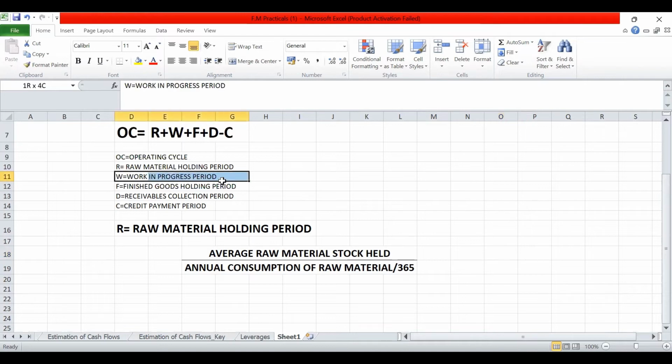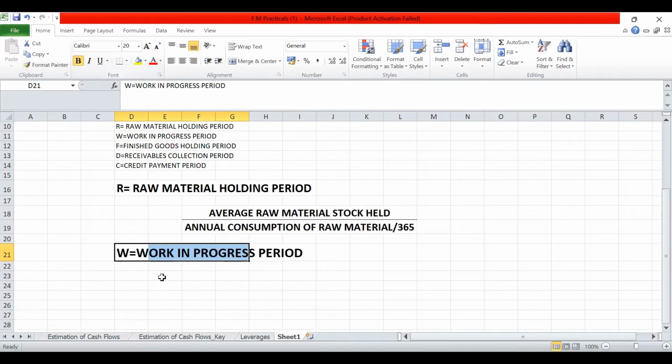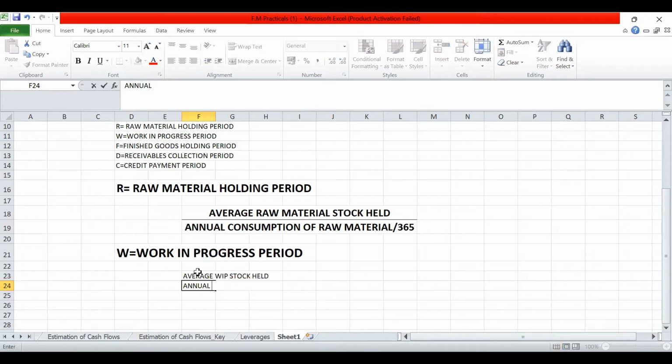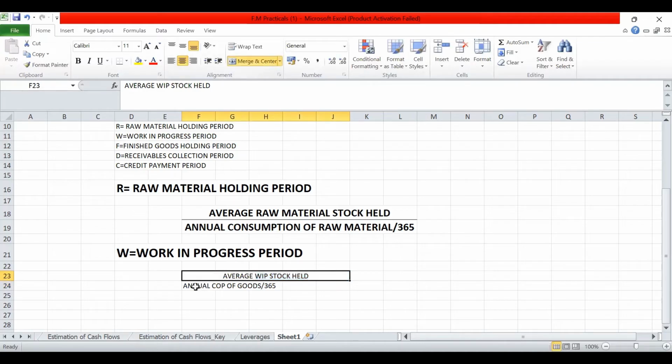Similarly, we have the work in progress period. So this can be calculated as, so here our formula will be average work in progress stock held divided by annual cost of production of goods. COP is cost of production of goods divided by 365, or we can say average work in progress stock held divided by annual cost of production of goods into 365. So this is how we calculate this one.